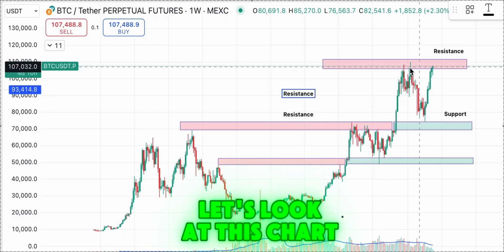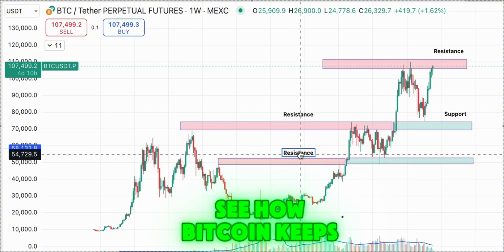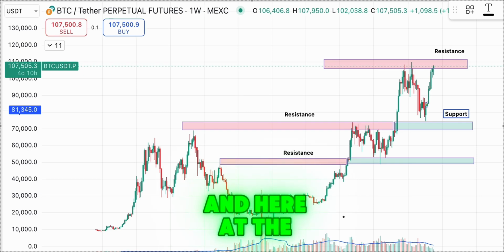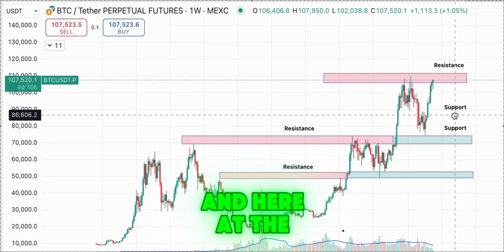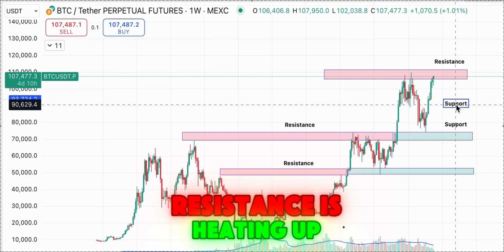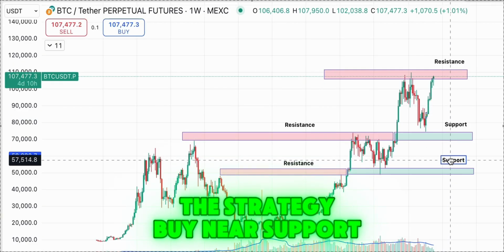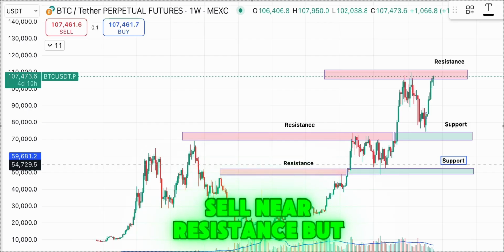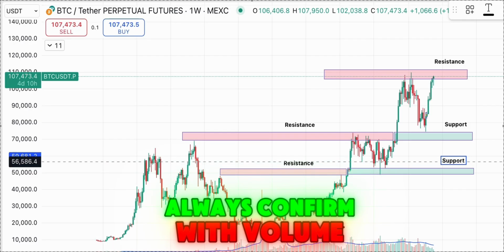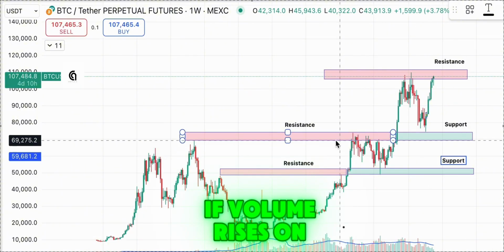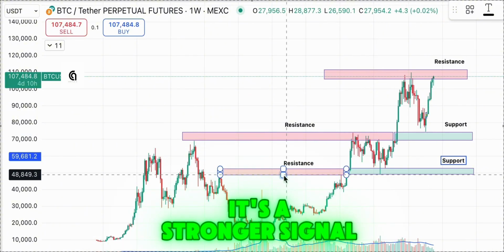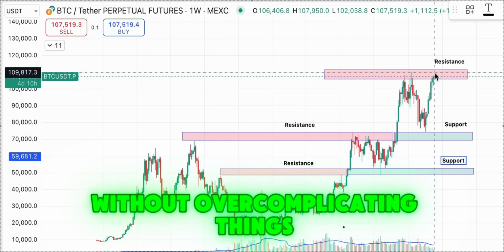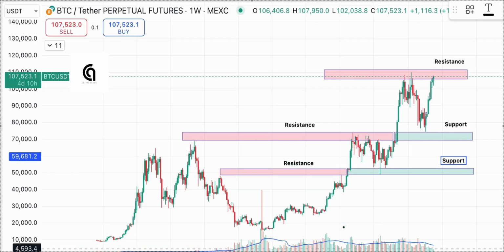Let's look at this chart. See how Bitcoin keeps bouncing? That's support. And here at the resistance, it keeps getting rejected. The strategy: buy near support, sell near resistance. But always confirm with volume. If volume rises on a breakout, it's a stronger signal. This simple method helps you time your trades without overcomplicating things.